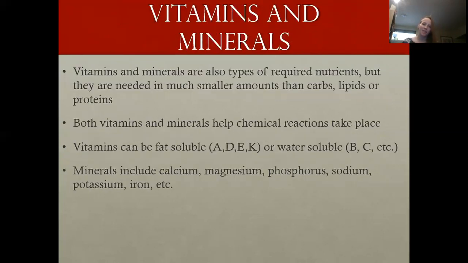Okay, the last two types of nutrients are your vitamins and minerals. They're needed in much smaller amounts than carbs, fats, and proteins, but they do both help chemical reactions take place in your cells. Vitamins can be either fat soluble, which means they dissolve and are stored in your fat. So that includes vitamins A, D, E, and K. Fat soluble vitamins you can technically overdose on, though it would take a lot of most of them. Water soluble vitamins are things like vitamin B and vitamin C. These ones just dissolve in water.